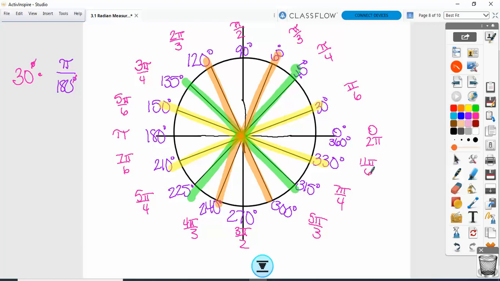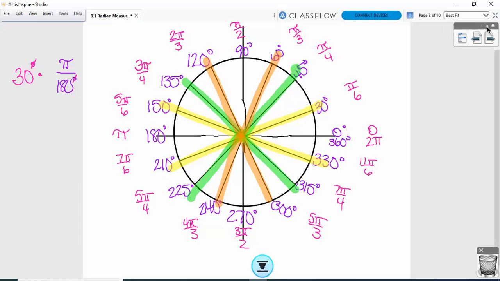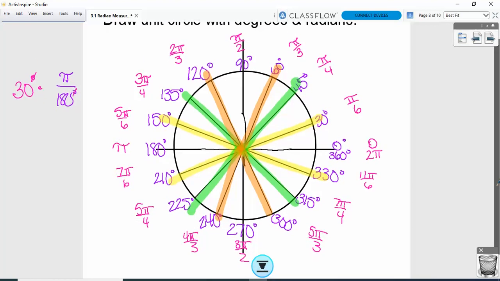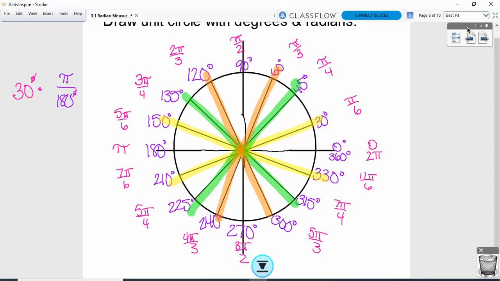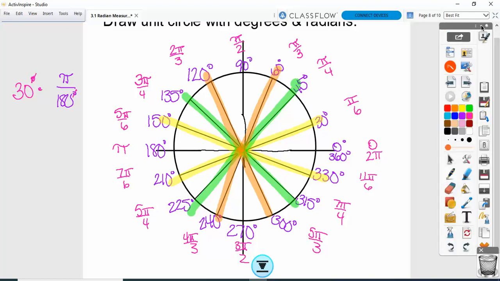Okay. So let's talk about this for a second. What does this help you with? First of all, it's a really nice visual. If I say 7 pi over 6, you can look at this and say, oh, that's the same thing as 210 degrees. And I can look at it and say, oh, it's in the third quadrant, so tangent would be positive and the others would be negative. So it kind of gives you a visual on which things go together.